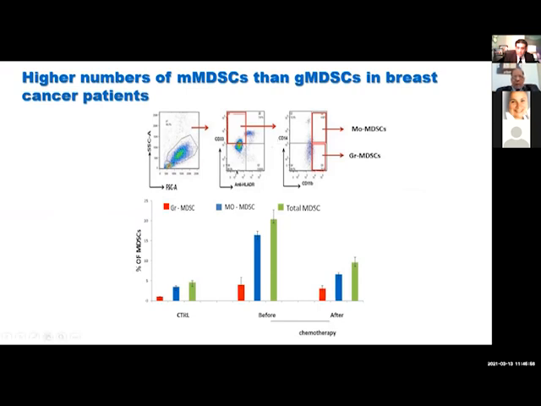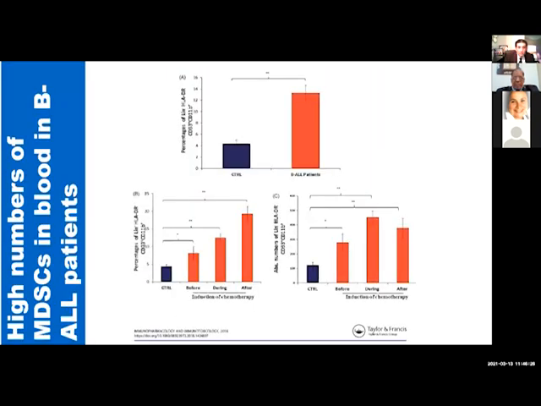And we looked at these cells, monocytic and granulocytic, after gating on MDSC, and we looked at the percentage and the absolute number in breast cancer patients before chemotherapy and after chemotherapy. We found a high number of cells before therapy, in terms of monocytic and granulocytic. However, after therapy, we see more monocytic, which is, of course, problematic.